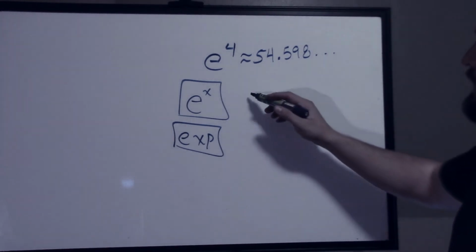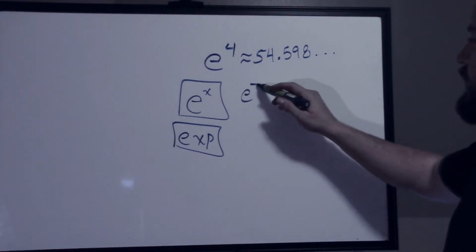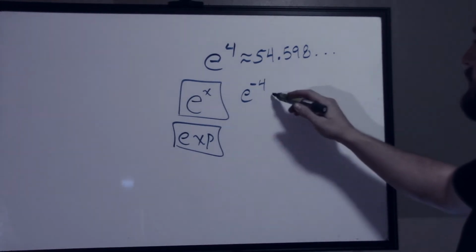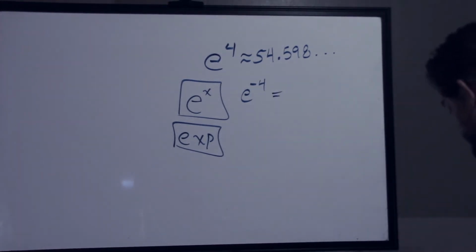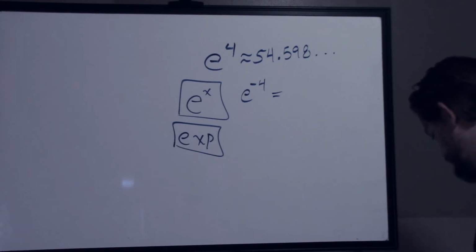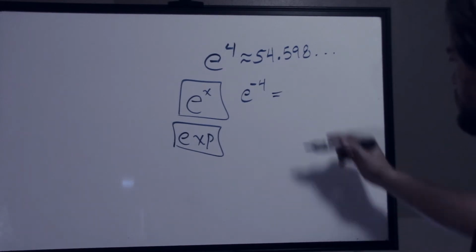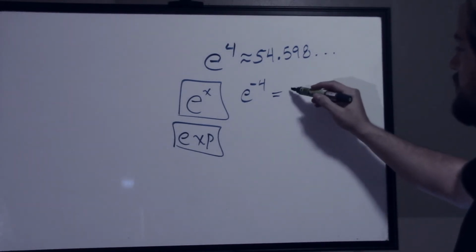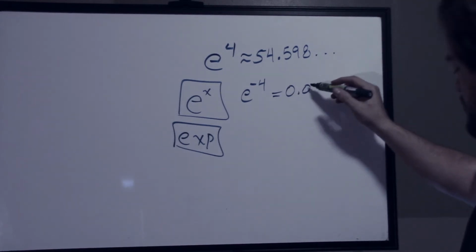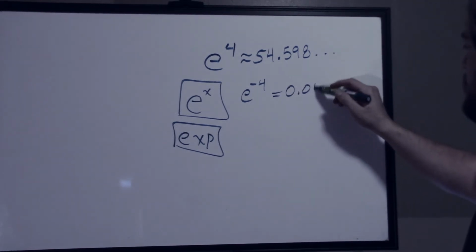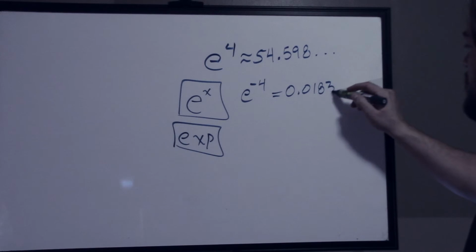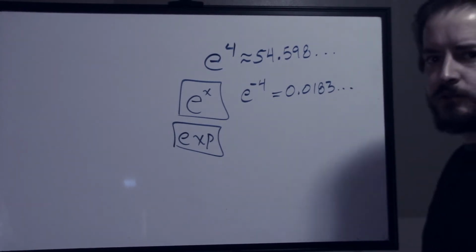If I want to evaluate something like, say, e to the negative 4, what do I get here? Here I get 0.0183, and dot dot dot, that one goes on forever as well.